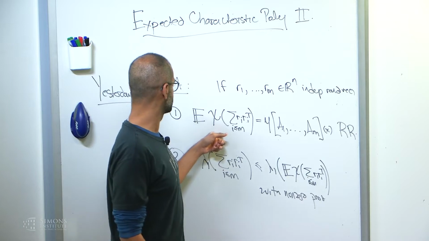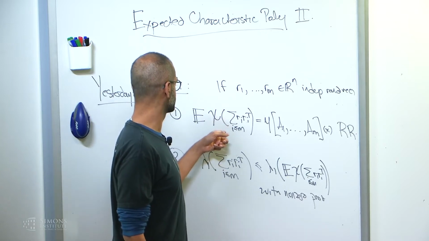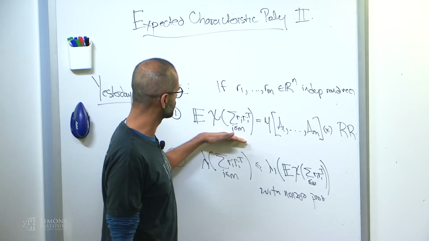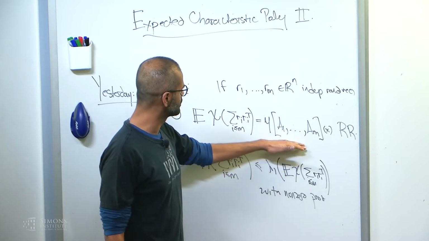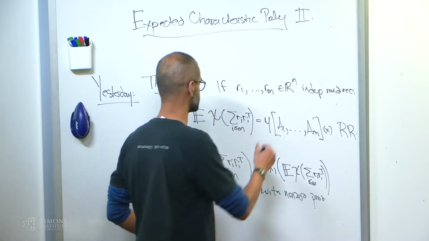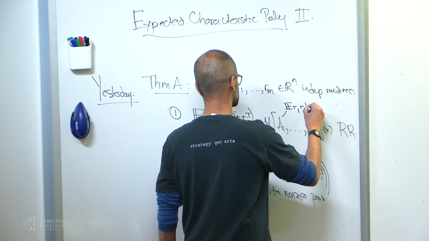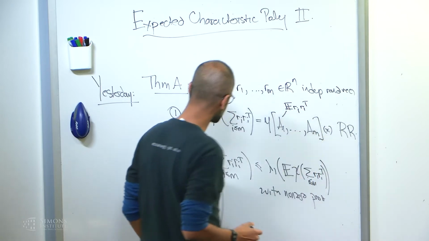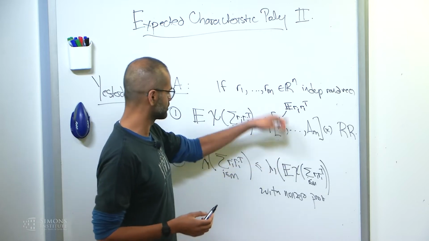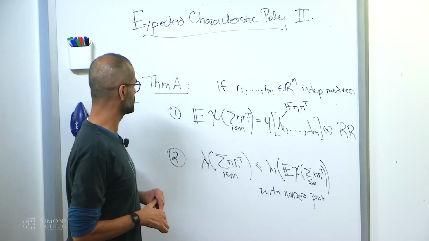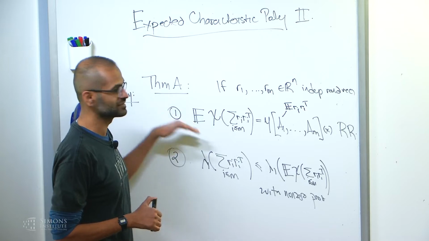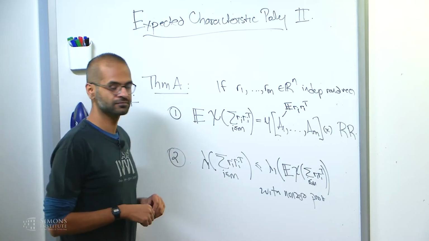And in fact, we derived a formula for it, and we said this expected characteristic polynomial only depends on the covariance matrices of the random vectors. So these A_i are the covariance matrices of the random vectors. And this is something that we defined as a mixed characteristic polynomial. So the first part of the theorem was that these expected characteristic polynomials are real rooted.